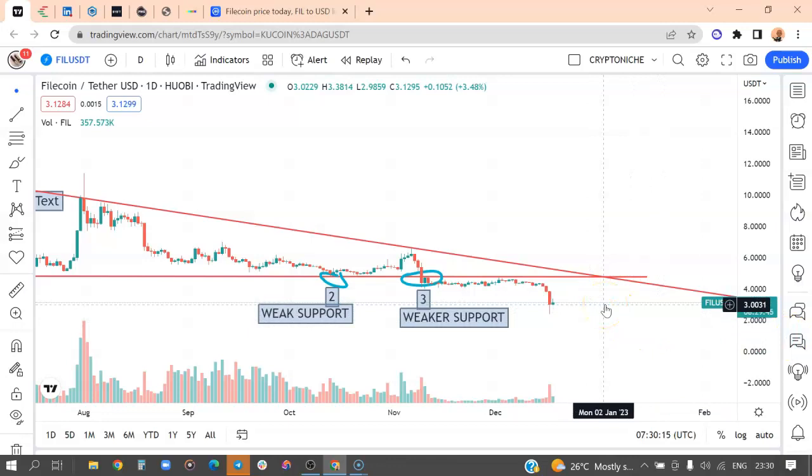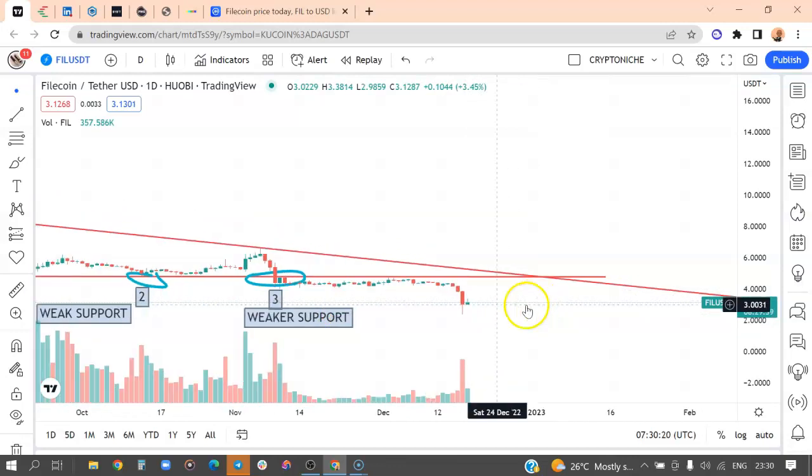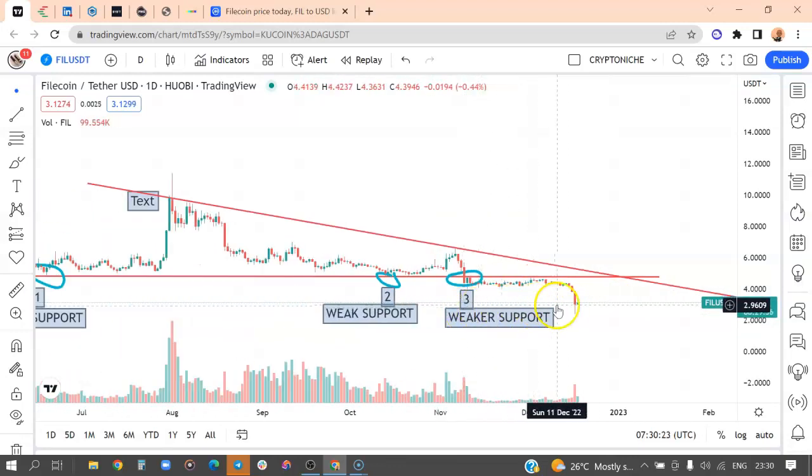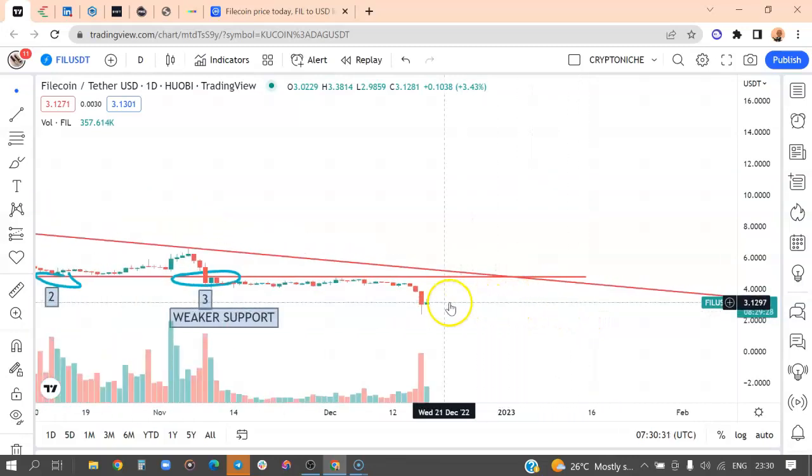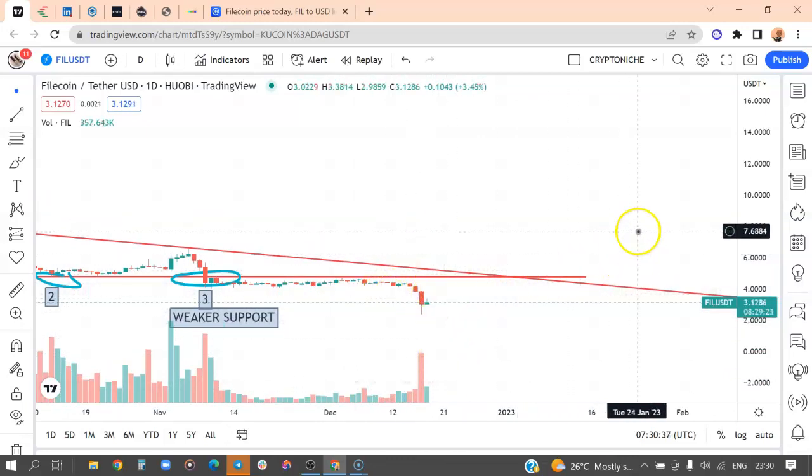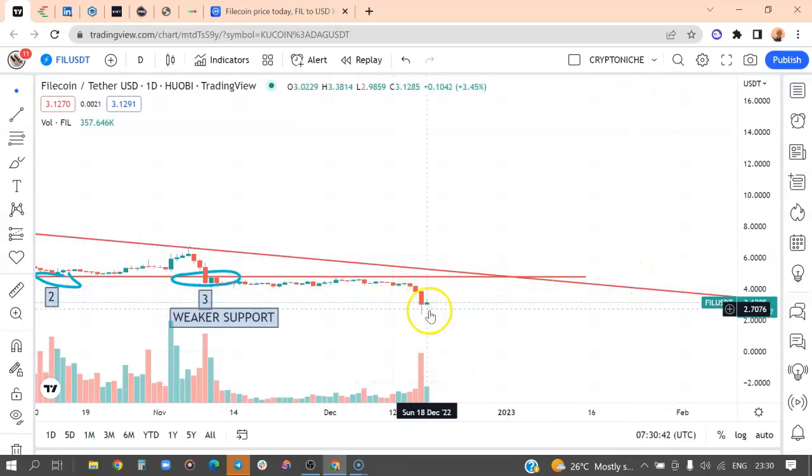The only hope that Filecoin has right now is that this should form a rejection candle. If this forms a rejection candle, then there's a lot of hope for Filecoin. That's my opinion. As you can see, a bullish candle is forming. If in the next 8 hours, when this candle closes as a rejection candle, then you can decide to build a long position on Filecoin.